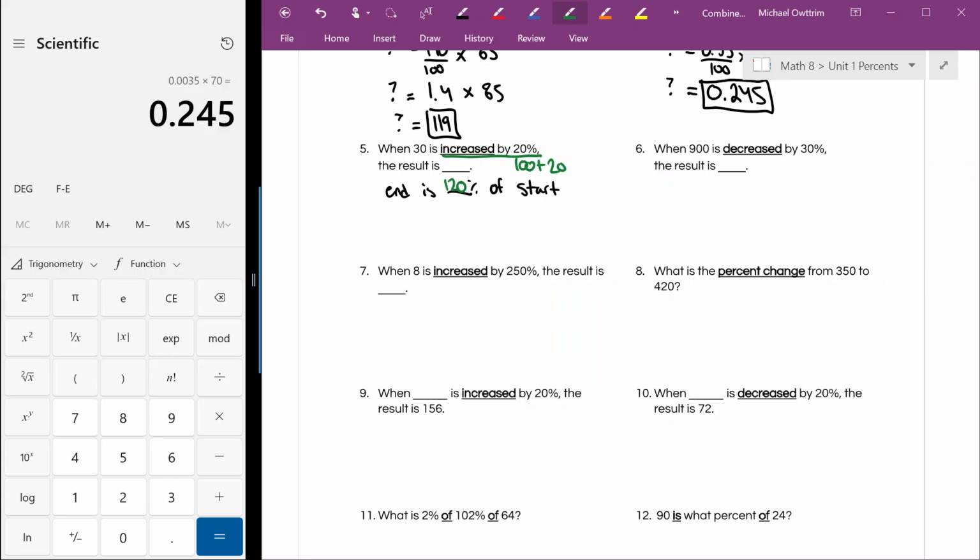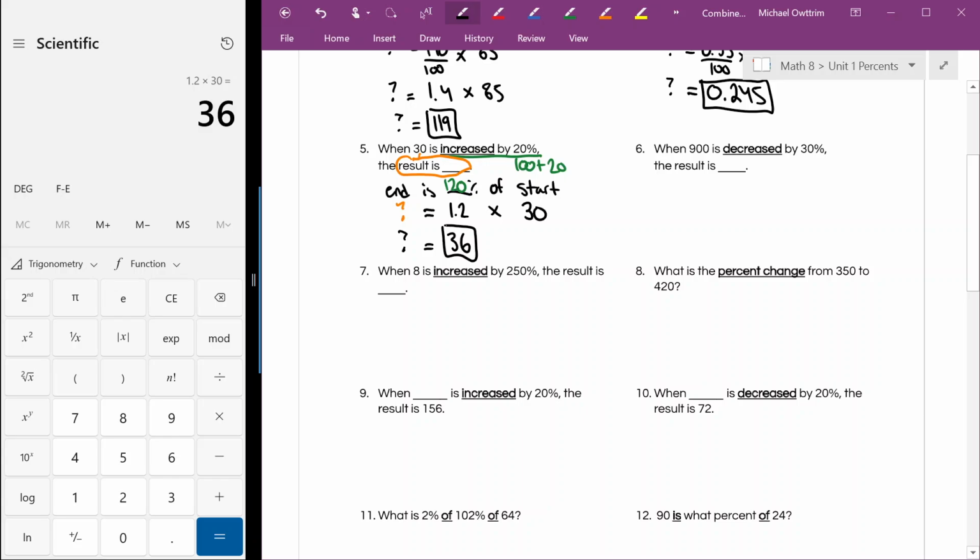Now in this case, they're asking us what is the result. So we don't know our end number. Is means equals, 120% is 1.2 as a decimal. Of means multiply, and then my starting number is 30. 30 is increased. We're starting at 30 and we're increasing from it. Again, our question mark is isolated on the left side of the equals, so we'll just do our calculation of 1.2 times 30. That gives us 36 as our answer.